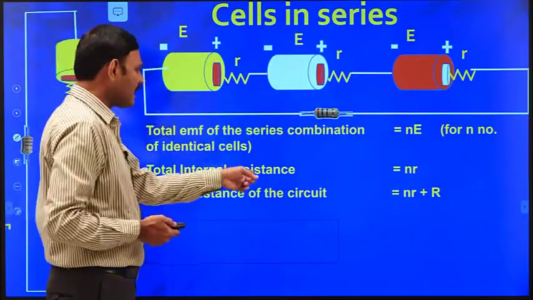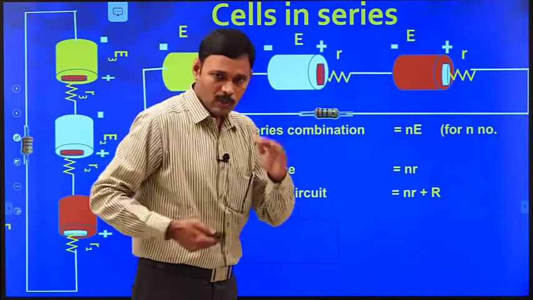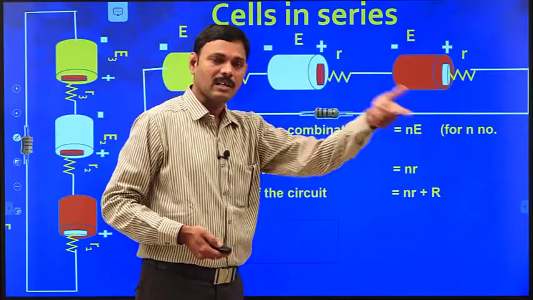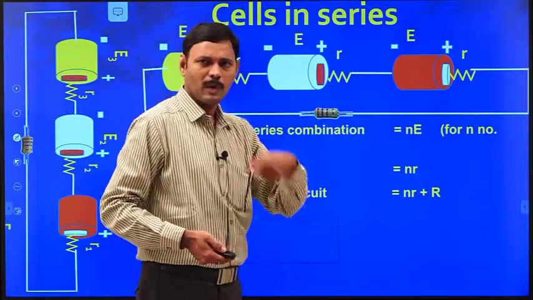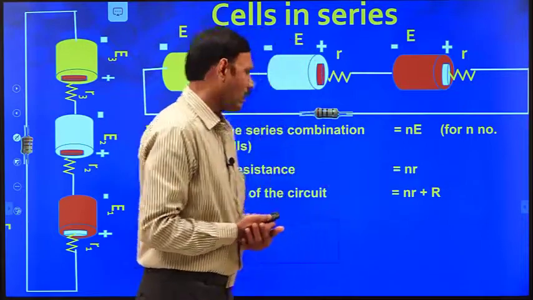As well as the total internal resistance, which in the previous discussion was R1 plus R2 plus R3. Now it is small r plus small r plus small r and so on n times, because n cells are connected in series. Therefore, the net internal resistance is nr.